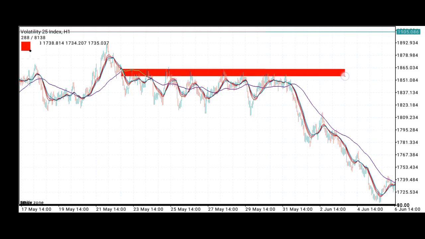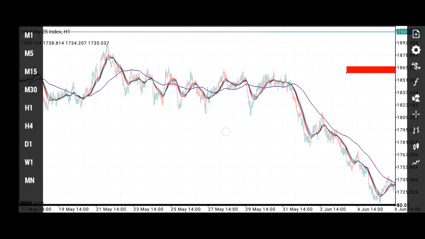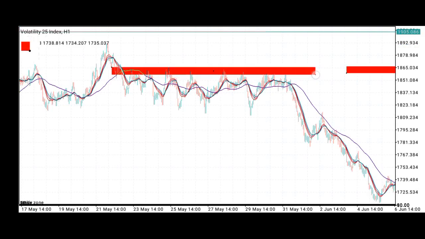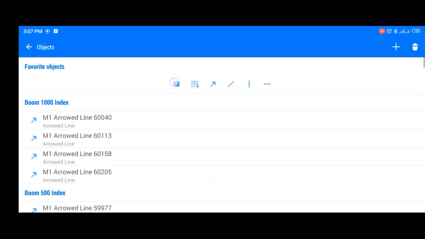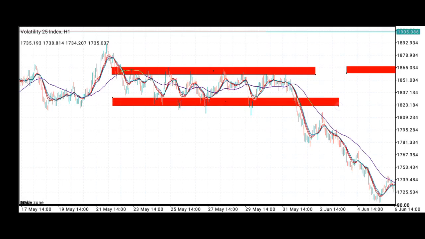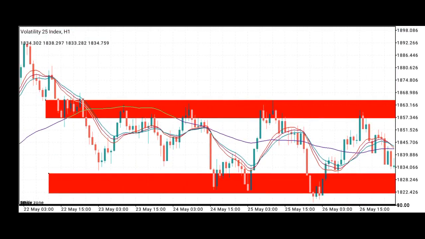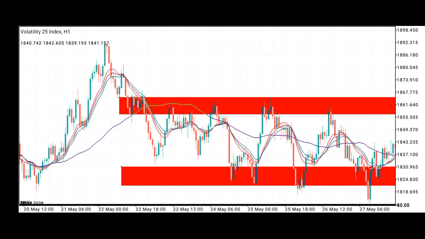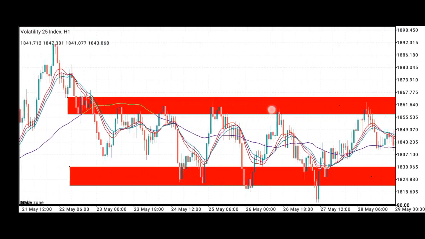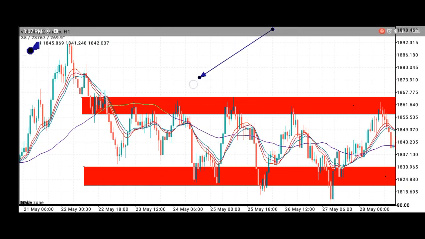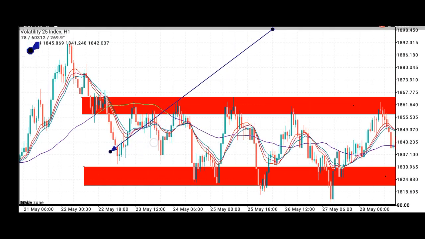Now look at this. This is the resistance. Oh, sorry, what just happened? Okay, this is the resistance and the support. You remember we are on the 1 hour time frame. If you don't have any strategy in trading, you can just use this strategy. You can use it for 1 hour and even lower time frames, like 5 minutes, 15 minutes.